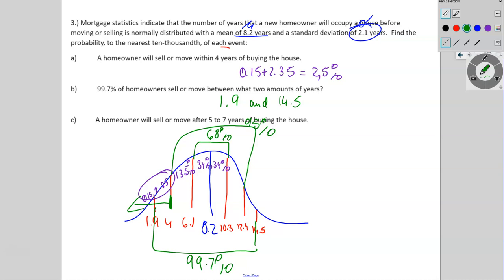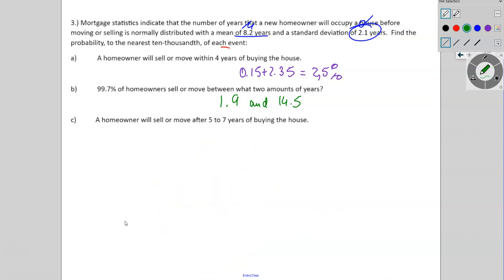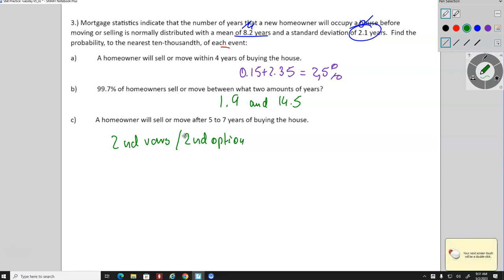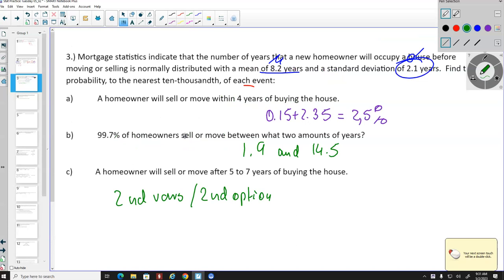Okay? And then the last question says the homeowner will sell or move after 5 to 7 years of buying the house. So again, I'm looking at my empirical rule. I do not have 5. 5 will be somewhere here. And I do not have 7. So we cannot use the empirical rule, but what we can use is our calculator. We're going to use second vars. Second option. And we're between 5 and 7 years. So let's go back to our calculator here.